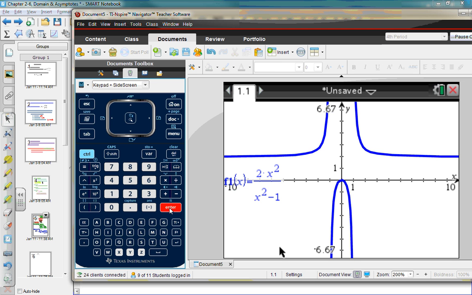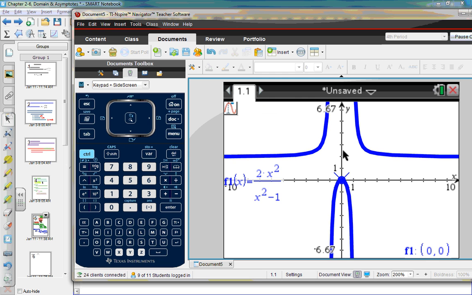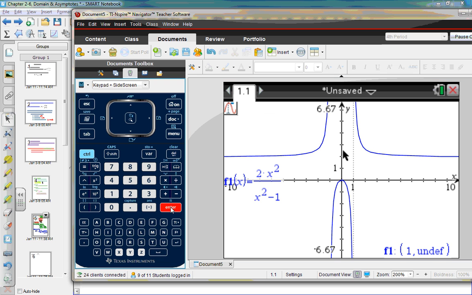Now, what was I supposed to have at x equals negative 1 and x equals positive 1? A vertical asymptote. So if I hit menu, trace, graph trace, and if I hit 1, do you see that dotted line that had just appeared down there? Do you see the ordered pair says undefined? Undefined means it does not have a corresponding y value, which means there's a hole in the graph there, which means it's a restriction in the domain.